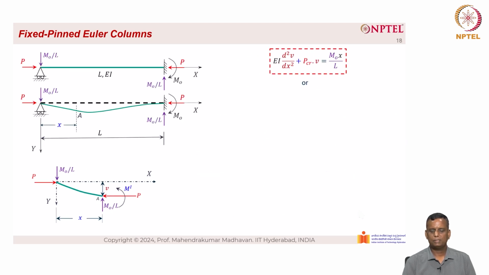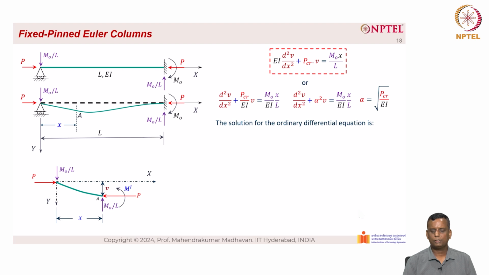Which can be further simplified: d²V/dx² plus P critical by EI into V is equal to M0 by EI into x by L. That is, d²V/dx² plus alpha square V is equal to M0 by EI into x by L, where alpha equals root of P critical by EI. The solution for the ordinary differential equation is V equal to A sin alpha x plus B cos alpha x plus M0 by P critical into x by L.